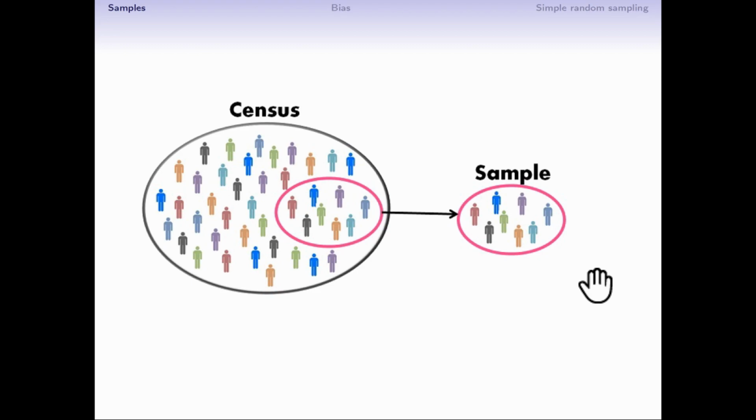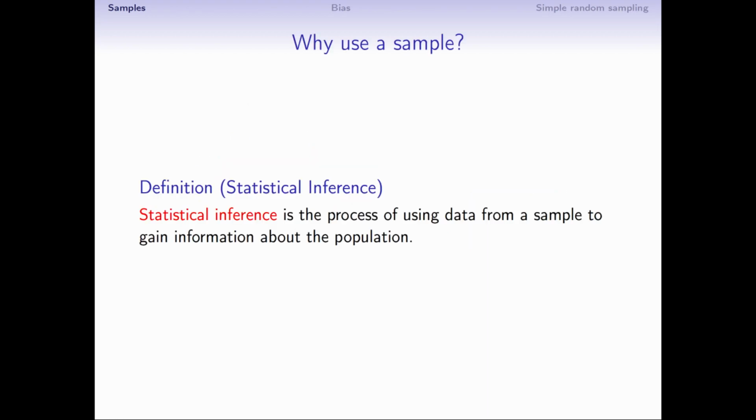Now, you can kind of see the difference between these two, right? The sample, we hope, is big enough and is representative enough of the entire population so that anything we say about the sample can be inferred about the population as a whole. More on that idea in a little bit. Okay, so why use a sample?